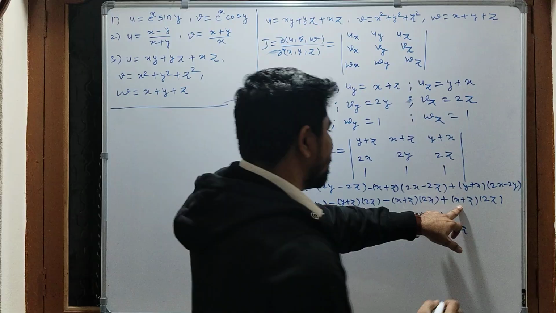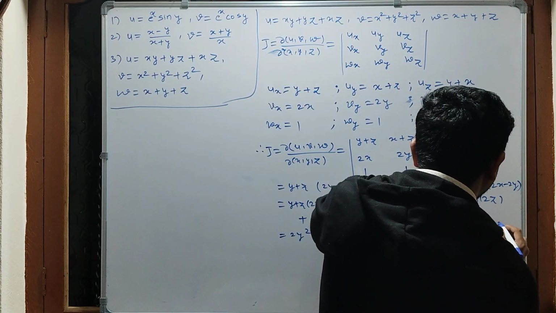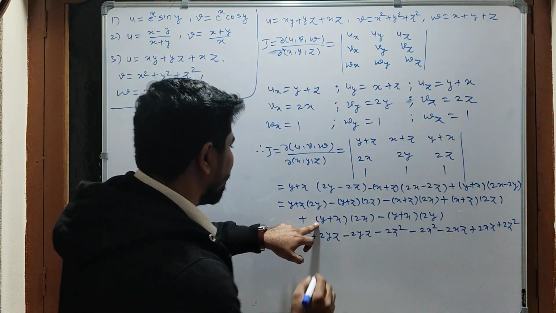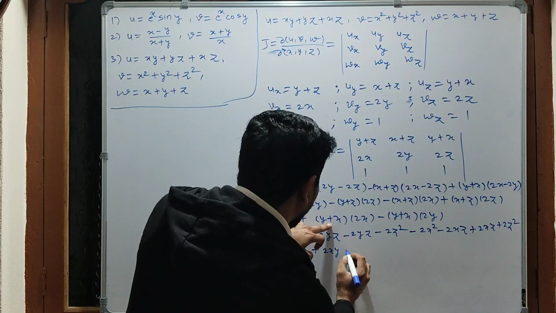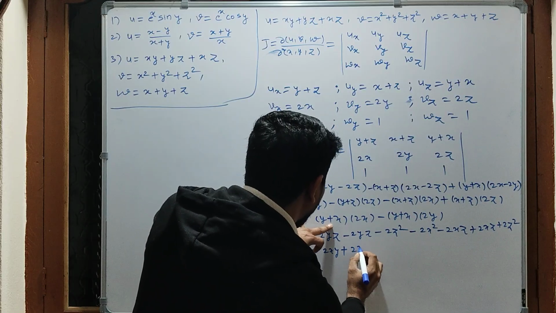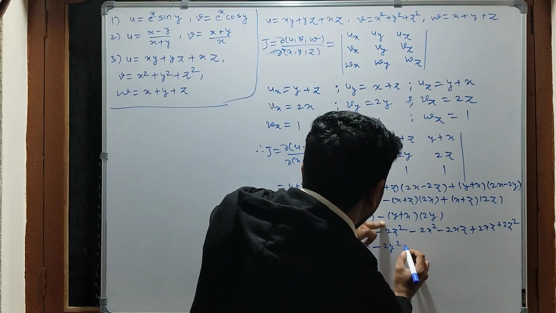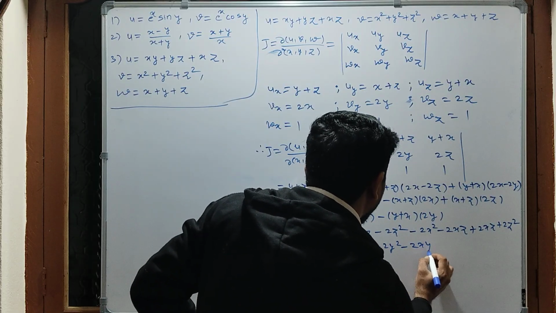Now here this is plus 2xz plus 2z square. Now come to here, this is plus 2xy plus 2x square minus 2y square. So minus 2y square minus 2xy.